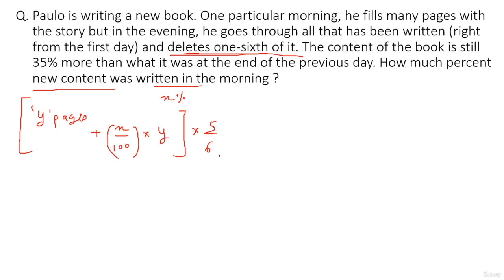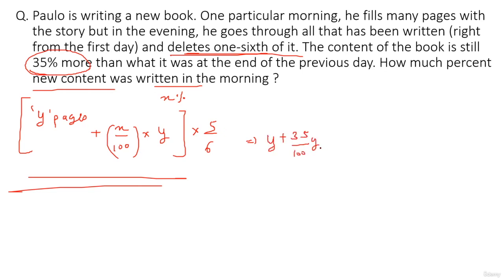But 5/6 of this value is 35% more than what it was at the end of the previous day, जो कि हमने y assume किया है, right? So this whole value is nothing but 35% more than y. So it is y plus 35 by 100 times y. Observing this, this equation now reduces to y plus xy by 100 into 5/6 is equal to y into 135 by 100.